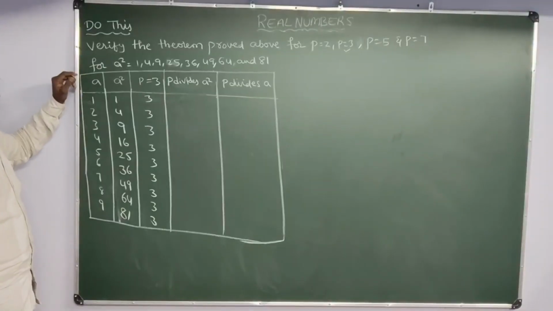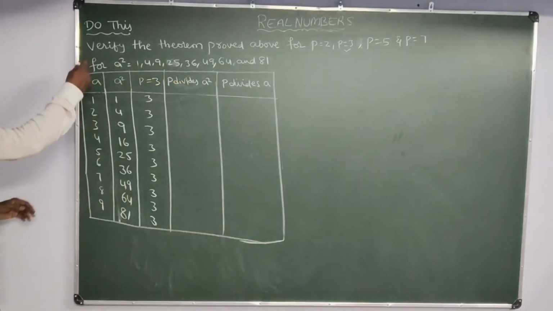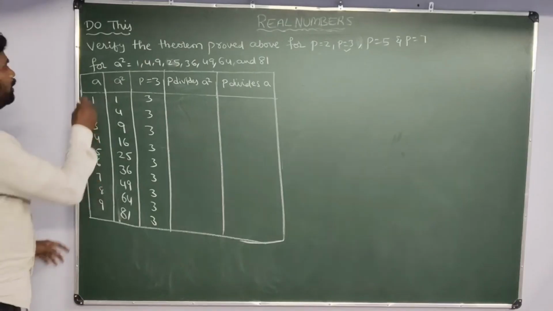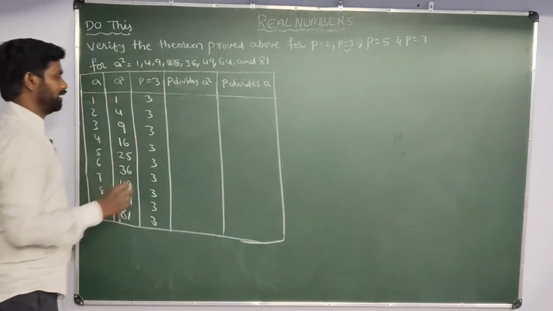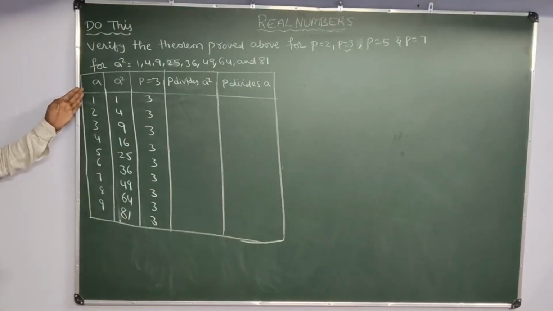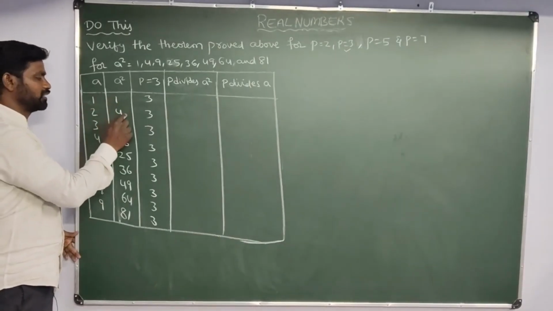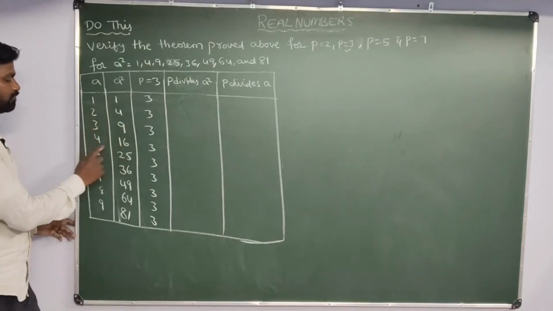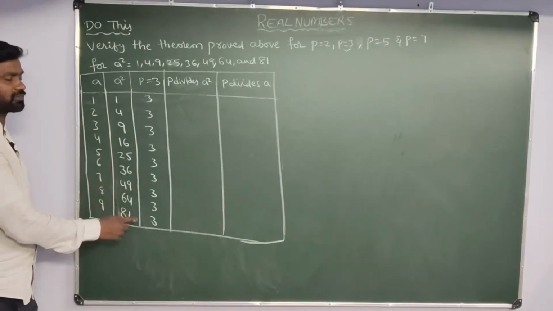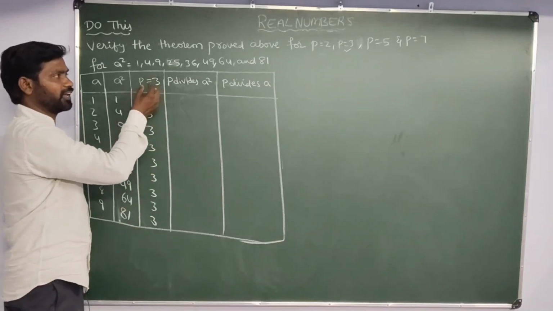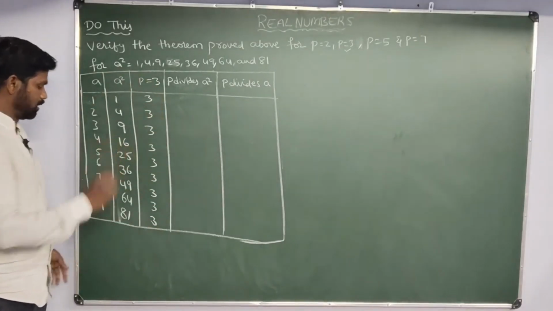Okay, students, next verify the same theorem for p equal to 3. To verify, we have to draw the table and name it a square, p equal to 3, p divides a square and p divides a. For that, consider a values 1, 2, 3, 4, 5, 6, 7, 8, 9. Next, 1 square is 1, 2 square is 4, 3 square is 9, 4 square is 16, 5 square is 25, 6 square is 36, 7 square is 49, 8 square is 64 and 9 square is 81. Now we are verifying for the value p equal to 3, so you write 3 in all nine rows.